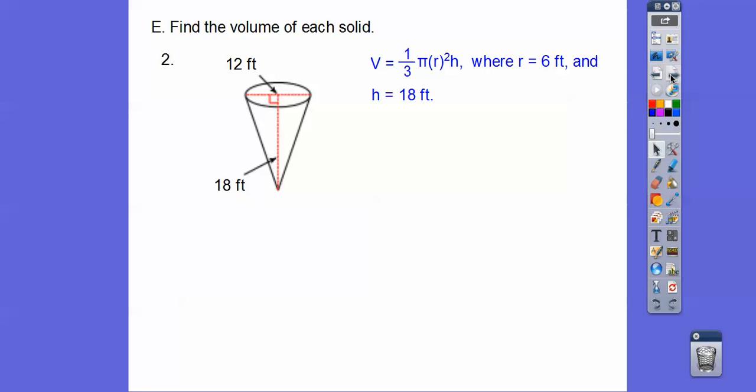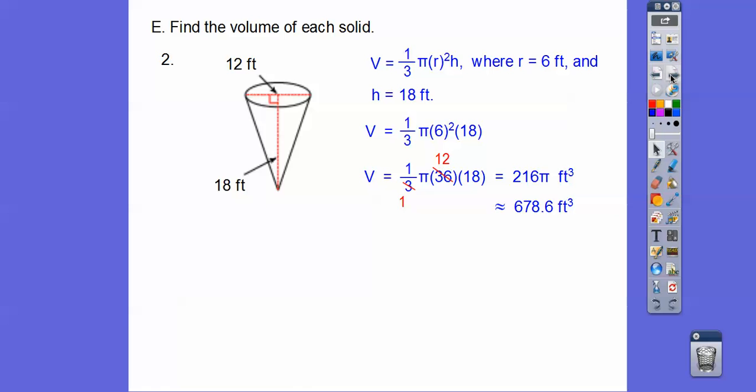Okay, so the volume is going to be pi r squared times height. It's 1/3 of that, okay, where the radius is 6 and the height is 18. So plugging that in, we get 36 times 18, and then 1/3 of that, so I get 216 pi feet cubed, or 678.6 feet cubed.